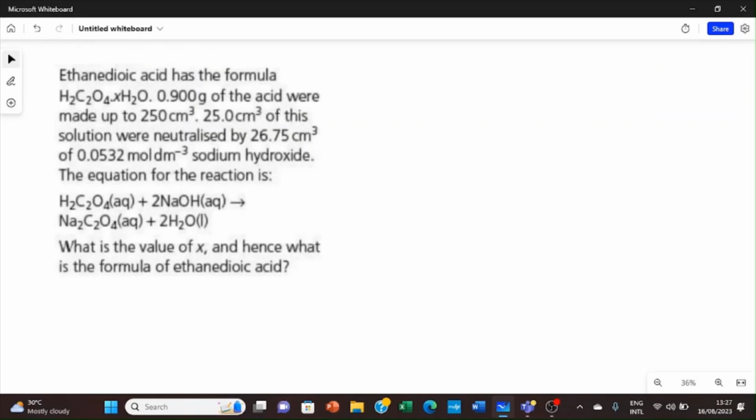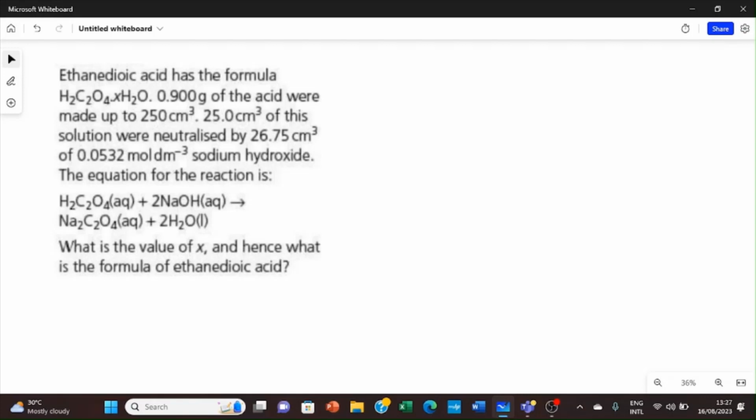Ethane dioic acid has a formula H2C2O4.xH2O. 0.900 gram of the acid was made up to 250 cm cube. 25 cm cube of this solution was neutralized by 26.75 cm cube of 0.0532 mole per dm cube sodium hydroxide. We are given the equation for the reaction. What is the value of x, and hence what is the formula of ethane dioic acid?